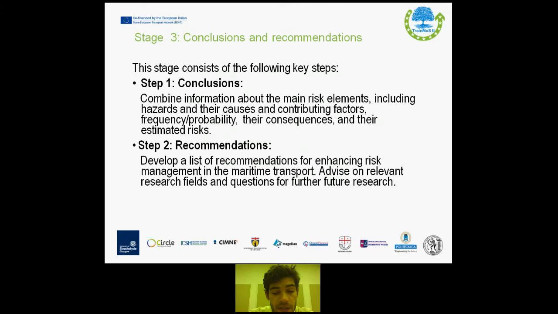Stage 3 of the risk analysis process includes the conclusions and recommendations. This stage consists of the following key steps. Step 1, conclusions, where you combine information about the main risk elements, including hazards and their causes, and their contributing factors, frequency, probability, their consequences, and their estimated risks. While secondly, you provide recommendations. Develop a list of recommendations for enhancing risk management in maritime transport, for example, advice on relevant research fields and questions for further future research.